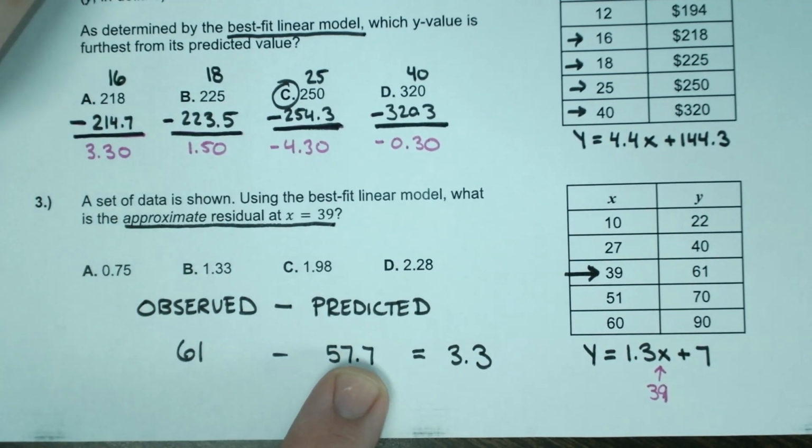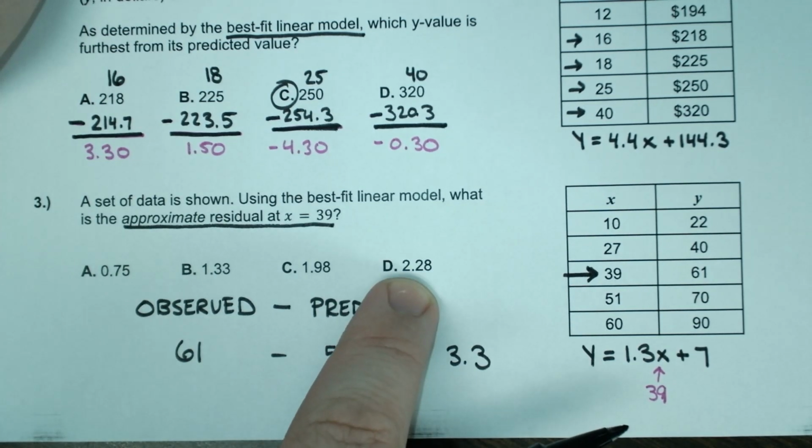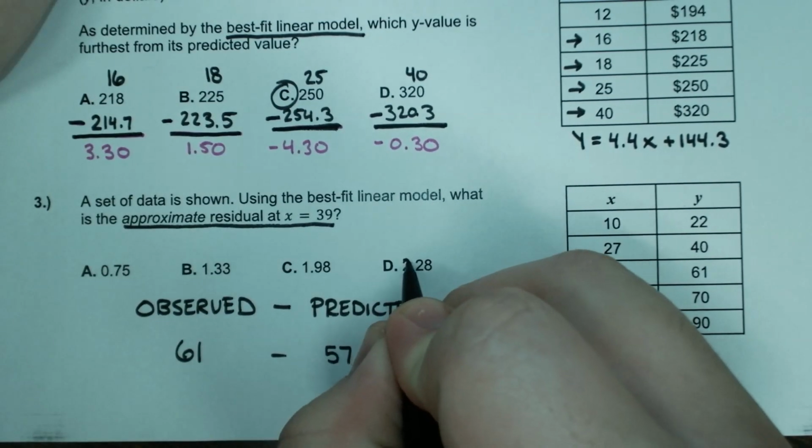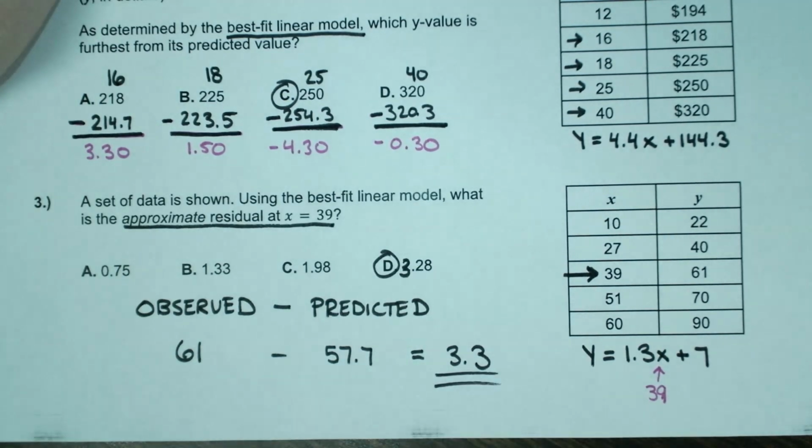You have to think of, wait a minute, where's the answer? The answer is, I made a typo. D should have actually been 3.28. My fat fingers hit the 2 instead of the 3. So if you'll just change that to a 3.28, circle D, D should be the right answer once you fix the typo. 3.3 is essentially 3.28.